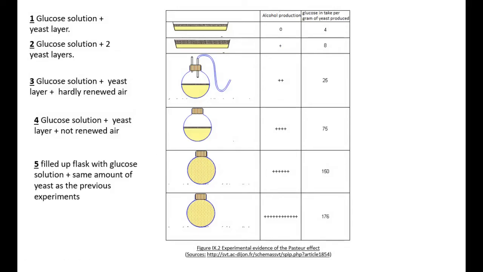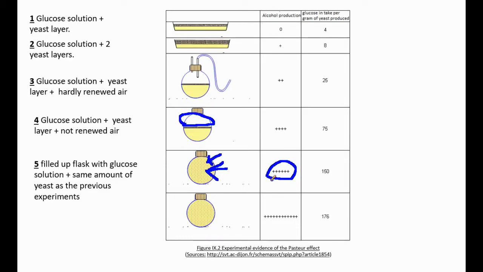Number 5. So now the flask is completely filled up with a solution which has glucose. The amount of yeast which have been mixed with the solution is the same as previously, but as it's filled up with the solution, there is less air than in the previous one. In the previous one, we had almost half the flask which had air, and therefore a little bit of dioxygen. In this one, there is no air. So that means even less dioxygen, and the alcohol production is even greater.